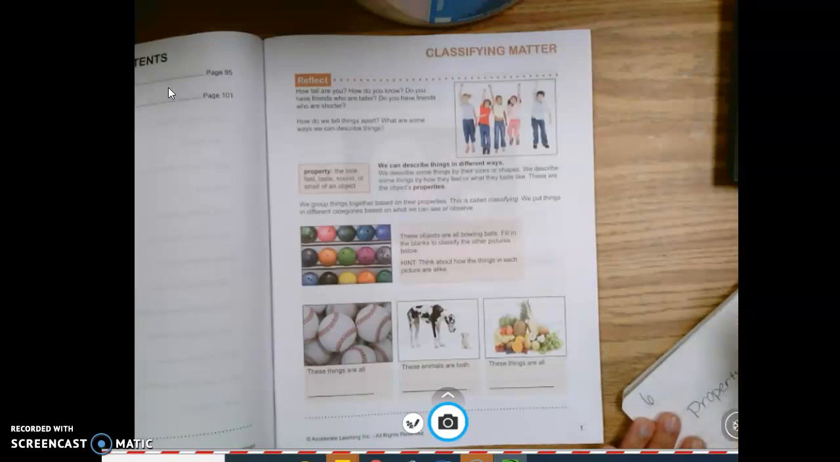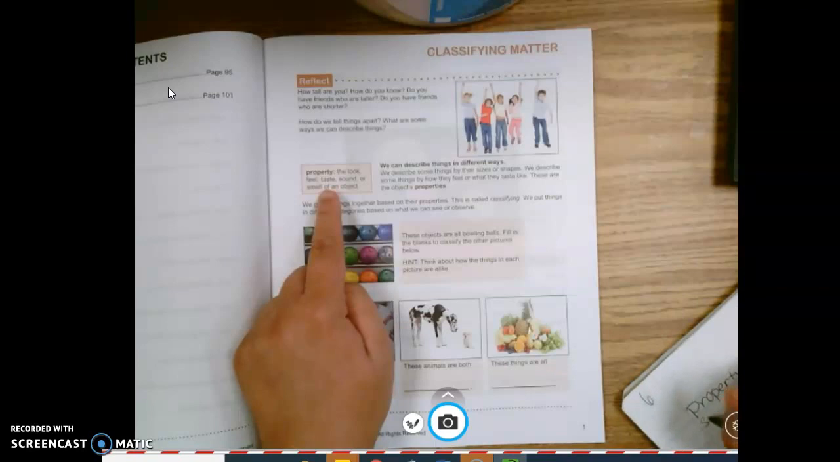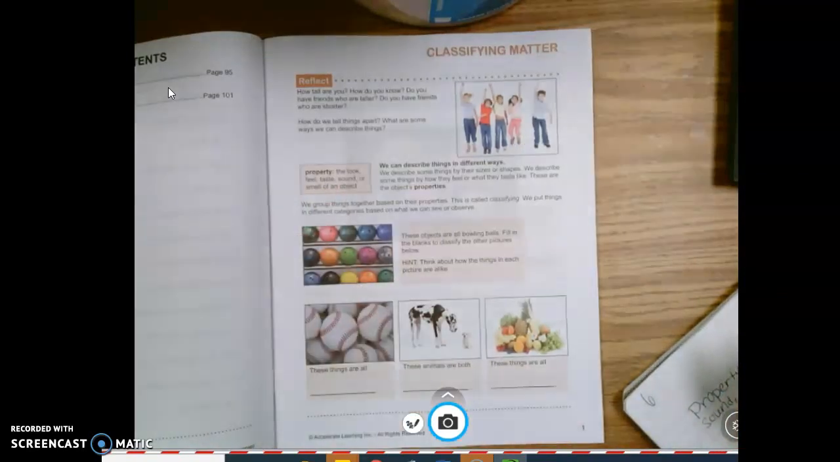And this is going to be in our Google Classroom also, so that you can write this later if you run out of time. So I'm going to write this definition in my journal. The look, feel, taste, sound, or smell of an object. So I wrote that in my journal.